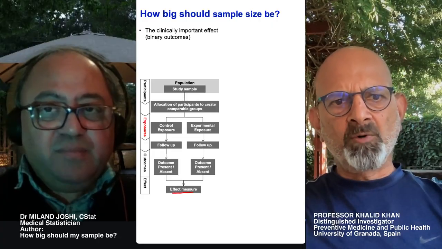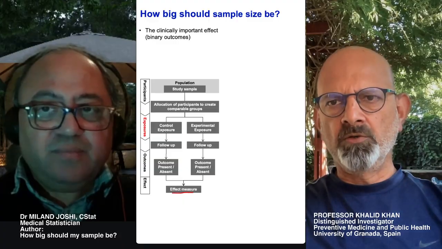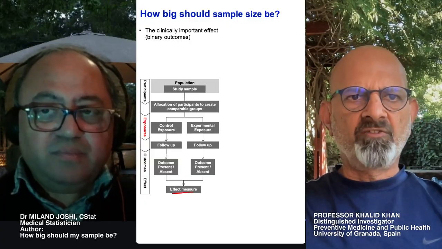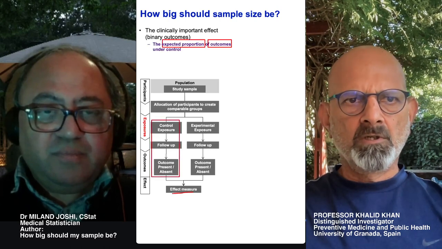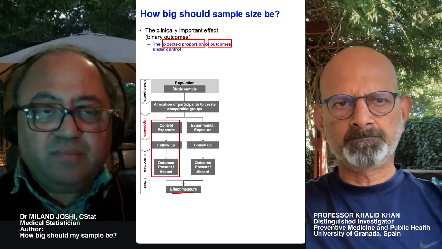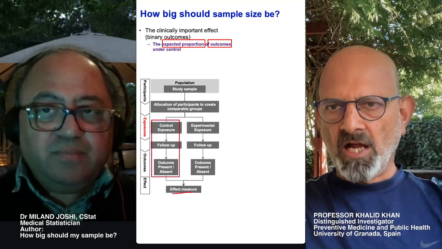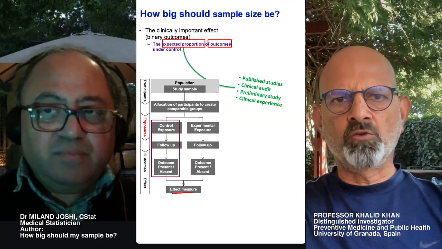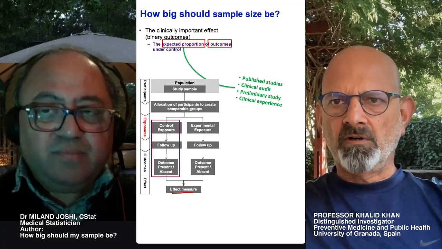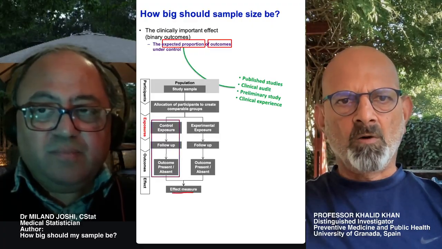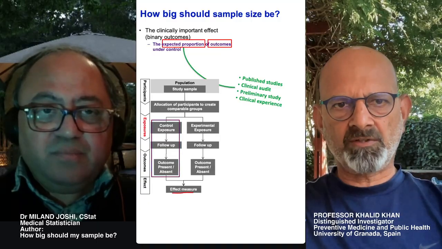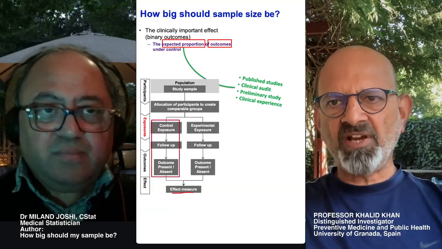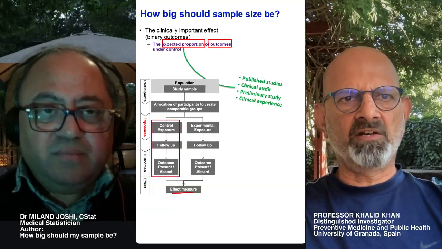So the clinically important effect that Miland just referred to, we will use a binary outcome as an example for our discussion. What do we mean by this? Well, first we need to figure out what is the expected proportion of the outcome in the control group. So here we have two ideas put together. One relates to the expected proportion, and we can obtain this information through published studies, through a clinical audit of care provided to patients in our own setting, or we may conduct our own preliminary studies if such data do not exist, or we may rely on our clinical experience and may subjectively be able to offer a range of estimates of expected proportion of the outcome.